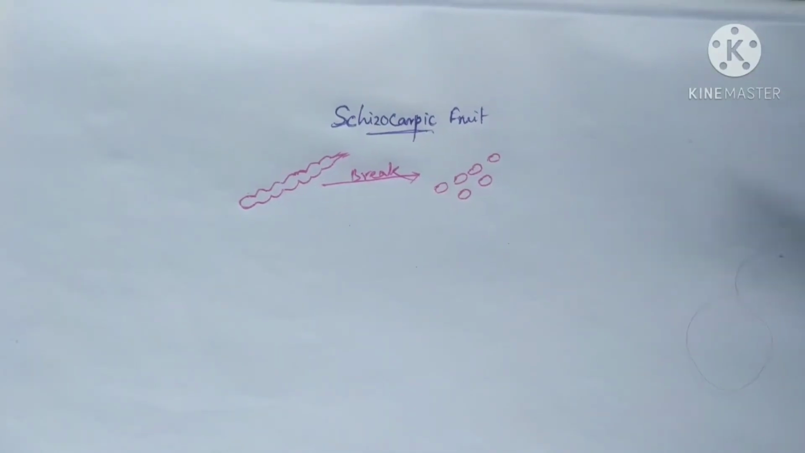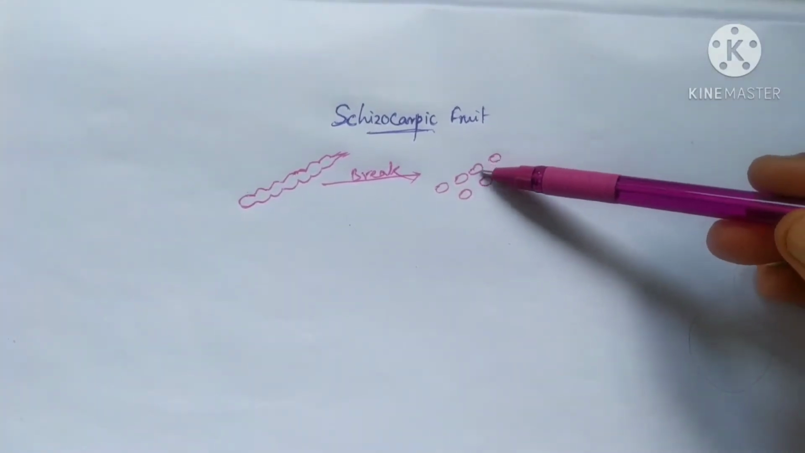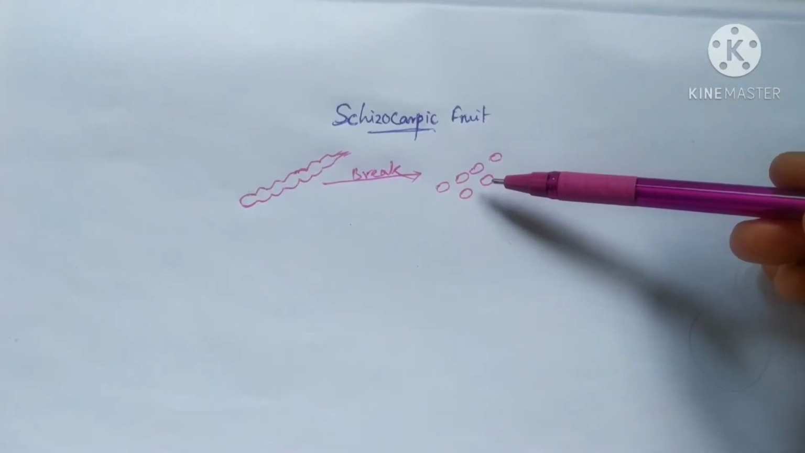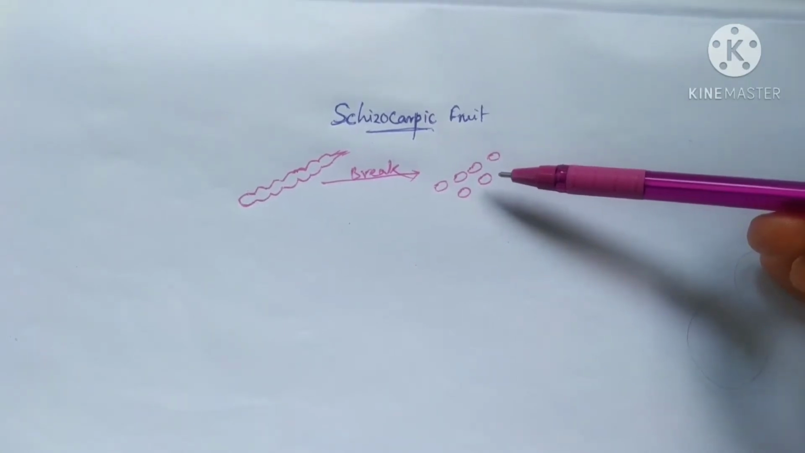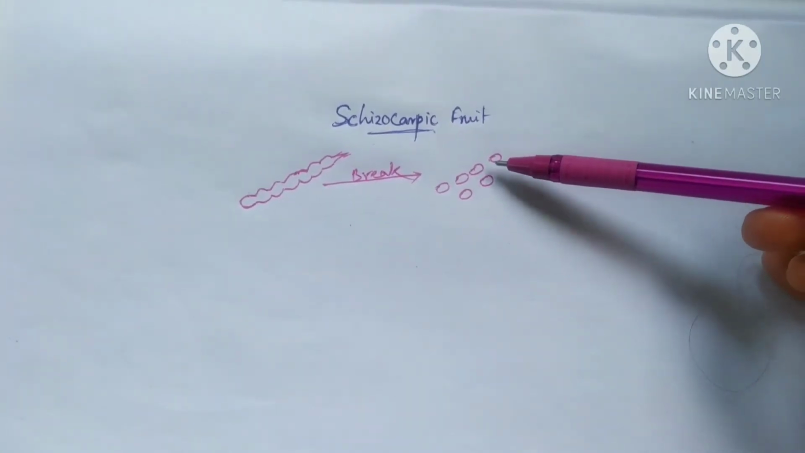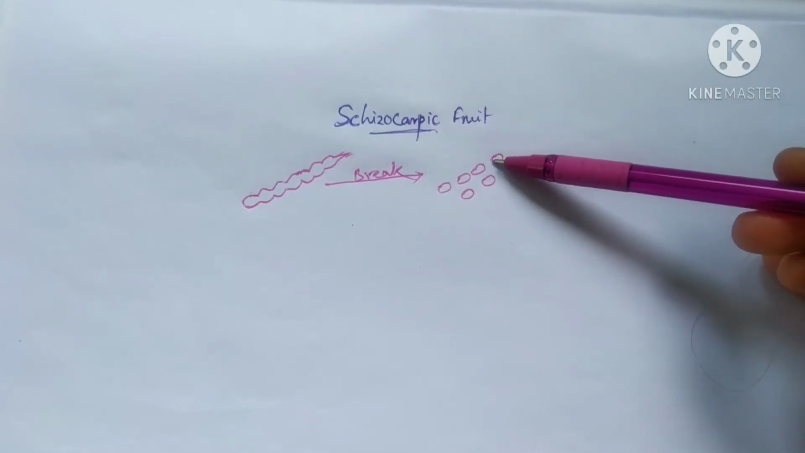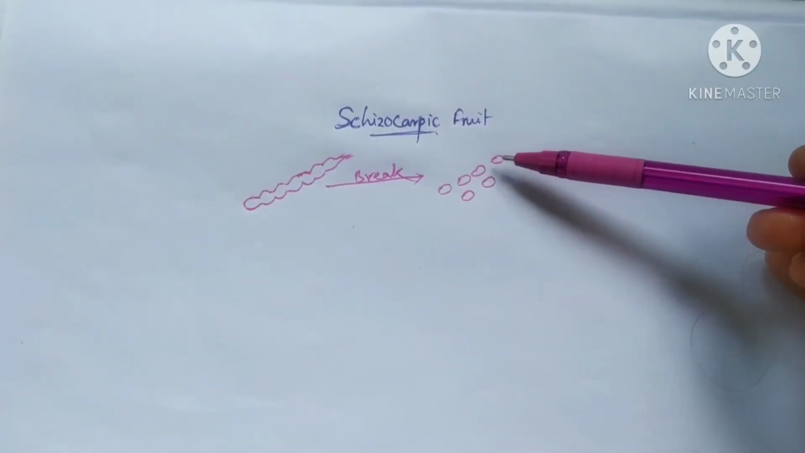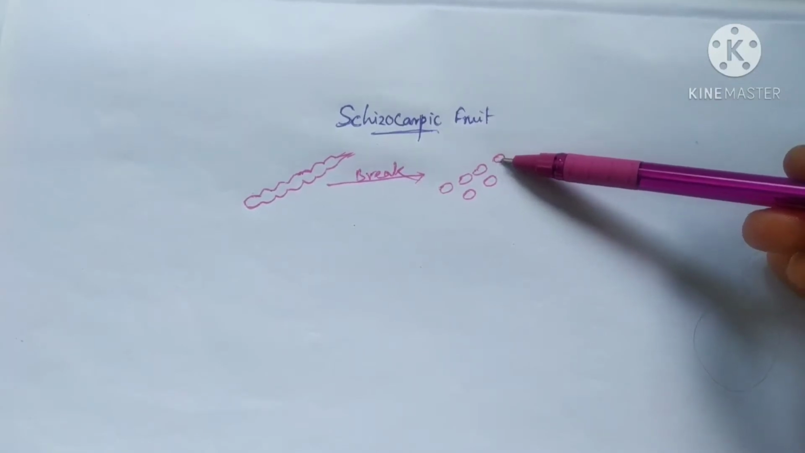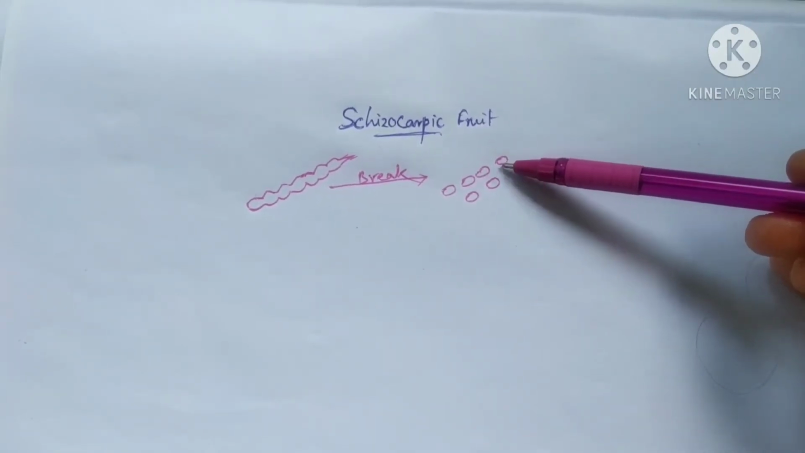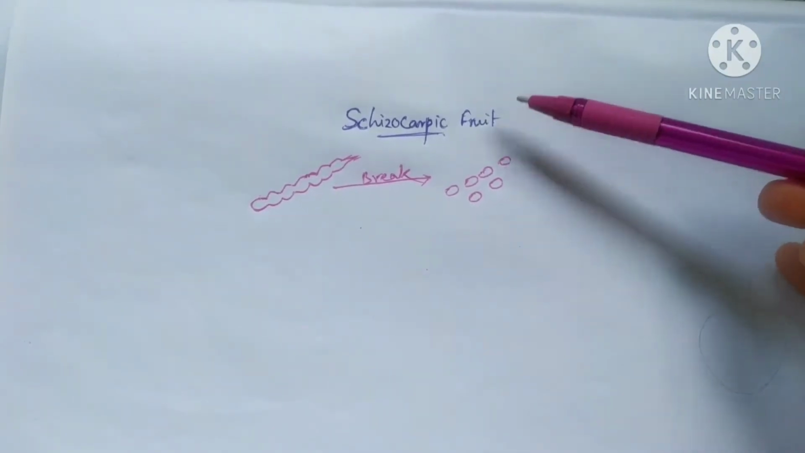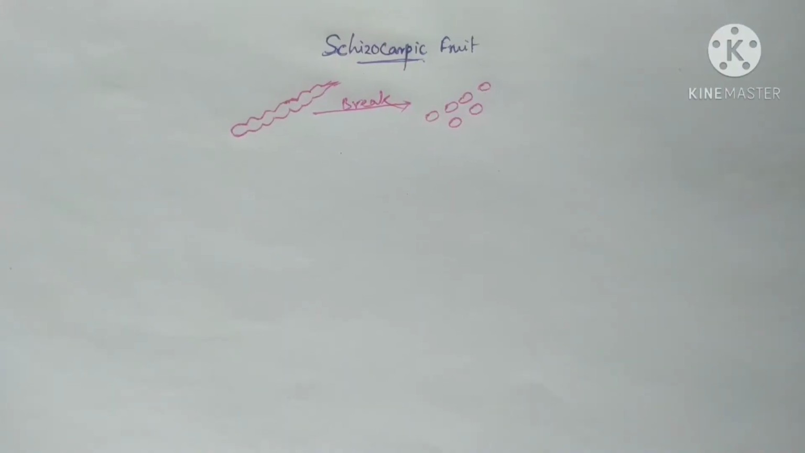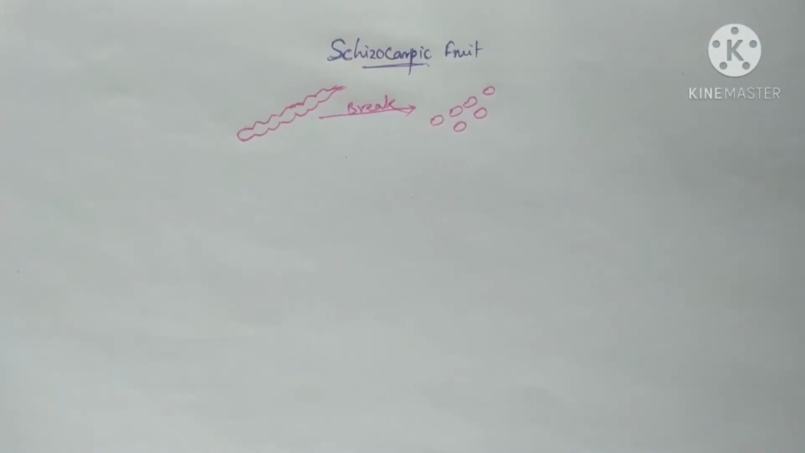Now each bit is known as a mericarp, which contains one or more seeds, and each seed is liberated from this mericarp by degradation or decomposition of the pericarp. So this type of fruit is known as Schizocarpic fruit. Now Schizocarpic fruits are of many types.